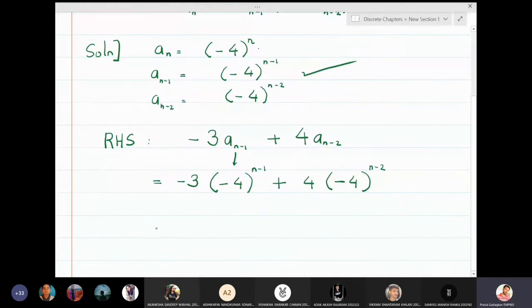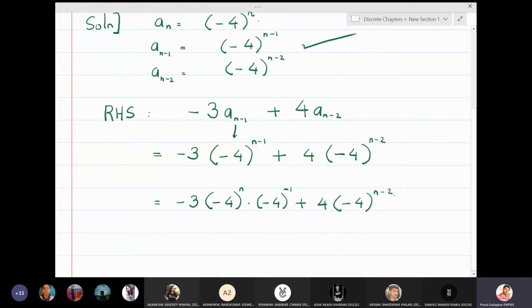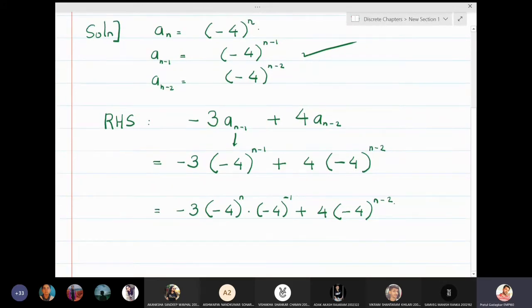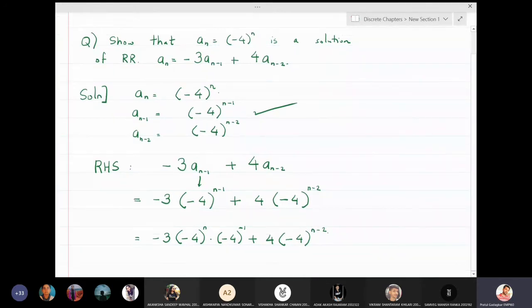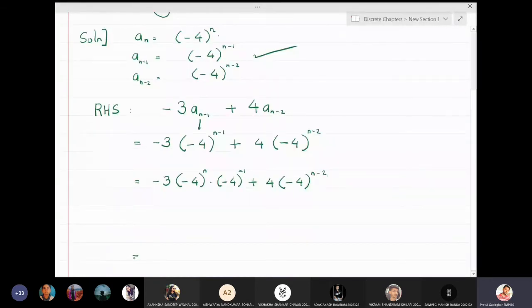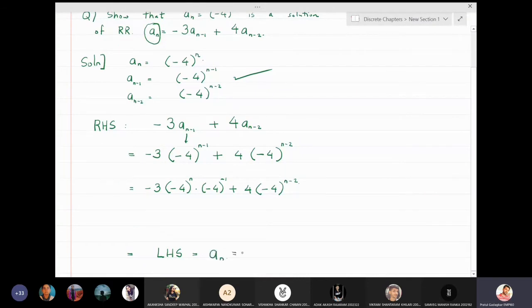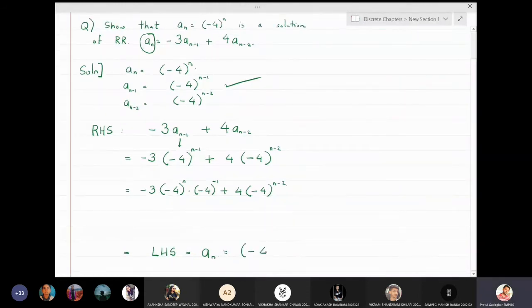Which is equal to -3 into (-4)^n into (-4)^{-1}, plus 4 into (-4)^{n-2}. Now, look at what we want to prove. We have started with the left hand side and we want to reach the right hand side. In the left hand side, I have just a_n. So when I simplify this, I must be able to get the left hand side, right? The left hand side of that recurrence relation is just a_n, and a_n is (-4)^n.